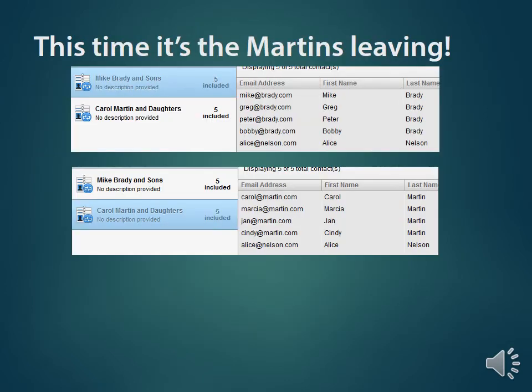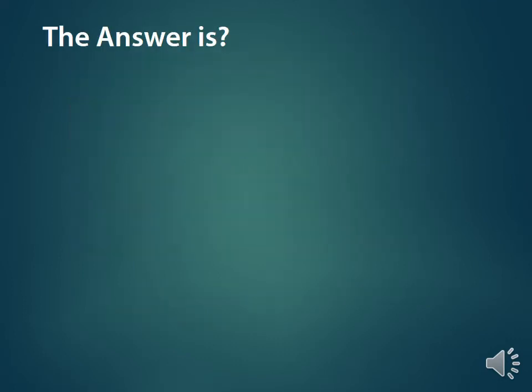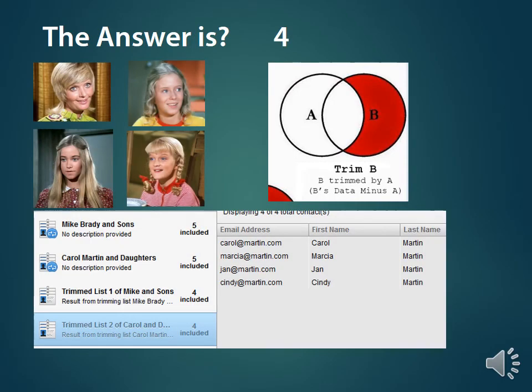Now you can trim the other way. This time it's the Martins that are leaving. This time I'm trimming group B with group A, so group A is being taken away from this. In this example, what's that answer? It's 4 once again, and I think you figured that out really quickly. But you can see here I've got the Martins and the Bradys, and the Bradys are going to take everything that they had from the Martins, and it's just going to leave the Martins: Carol, Marcia, Jan, and Cindy. Those are the only ones that are going to be left.